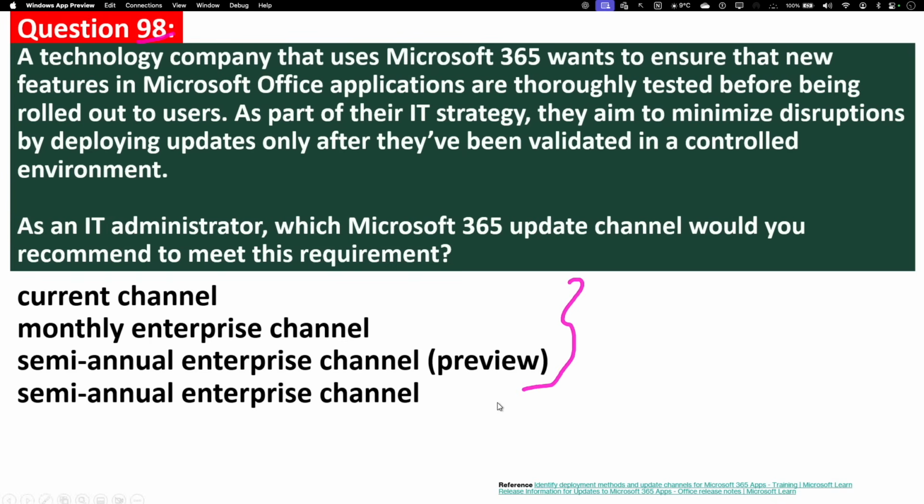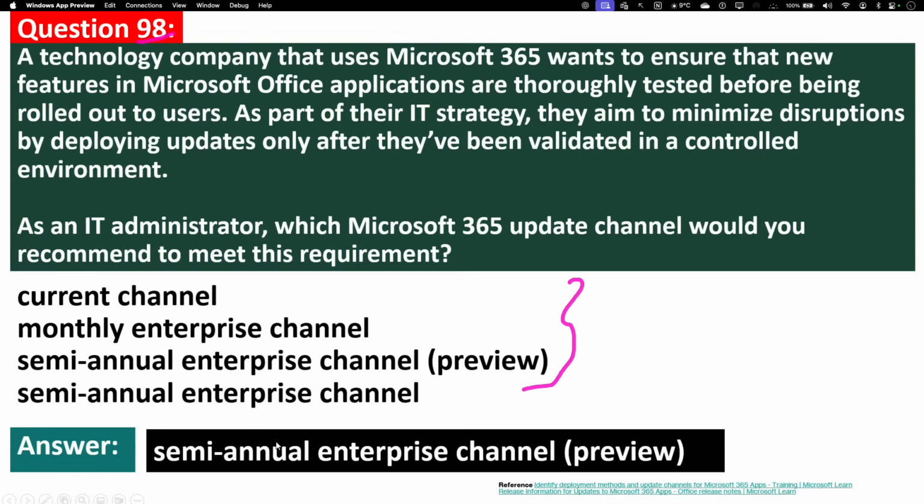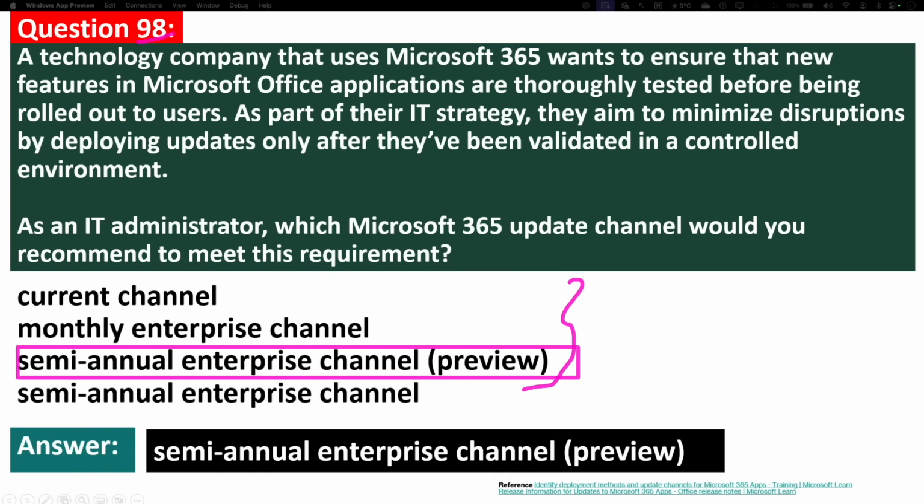Let's go through the options available. The correct answer is Semi-Annual Enterprise Channel Preview. So we had gone through Semi-Annual Enterprise Channel before. Let's understand what the Semi-Annual Enterprise Channel Preview is. It is a Microsoft 365 update channel designed for organizations that want to test upcoming features before they are released to the broader enterprise audience.